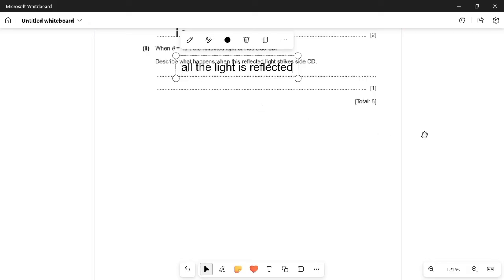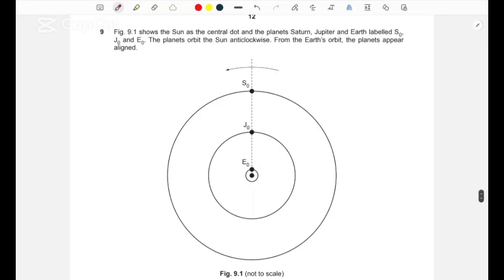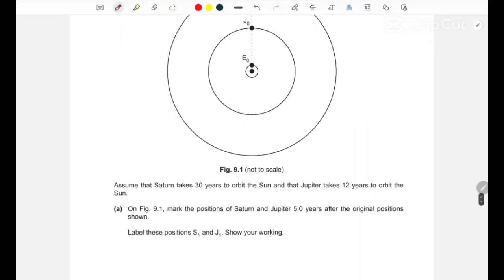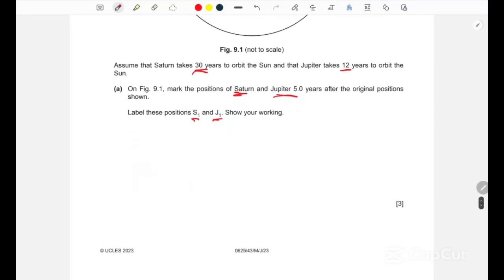Let's move on to the next question. Question number 9. Figure 9.1 shows the Sun as the central dot and the planets Saturn, Jupiter, and Earth labeled. So we have Saturn, Jupiter, and Earth labeled SO, JO, and EO. The planets orbit the Sun anticlockwise. From the Earth's orbit, the planets appear aligned. Assume that Saturn takes 30 years to orbit the Sun and that Jupiter takes 12 years to orbit the Sun. On figure 9.1, mark the positions of Saturn and Jupiter 5 years after the original positions shown. Label these positions S1 and J1. Show your working.